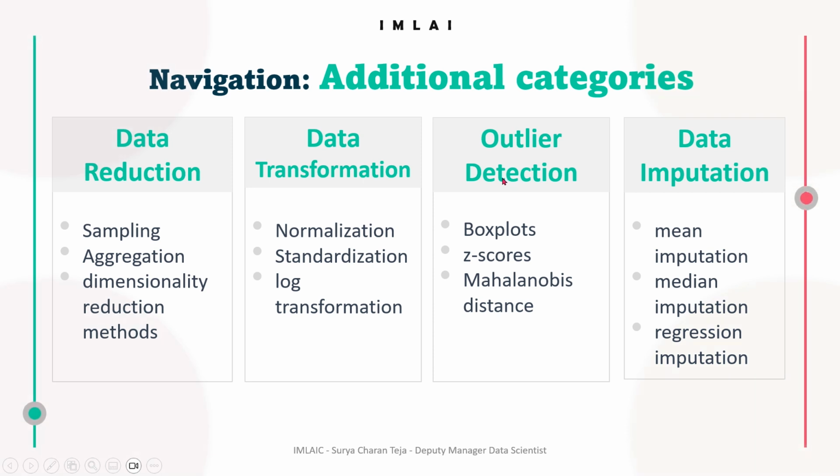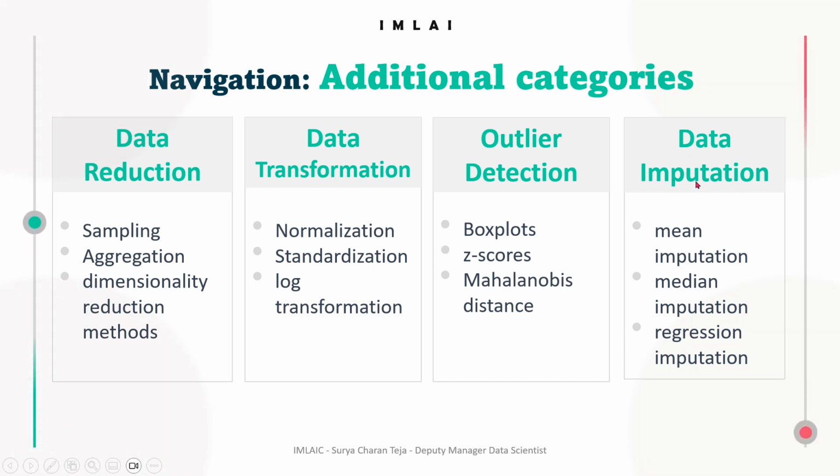The third one is outlier detection. In outlier detection, we cover techniques for identifying outliers or unusual observations in a data set. For that, the techniques we'll be using are box plots, Z-scores, and Mahalanobis distance.